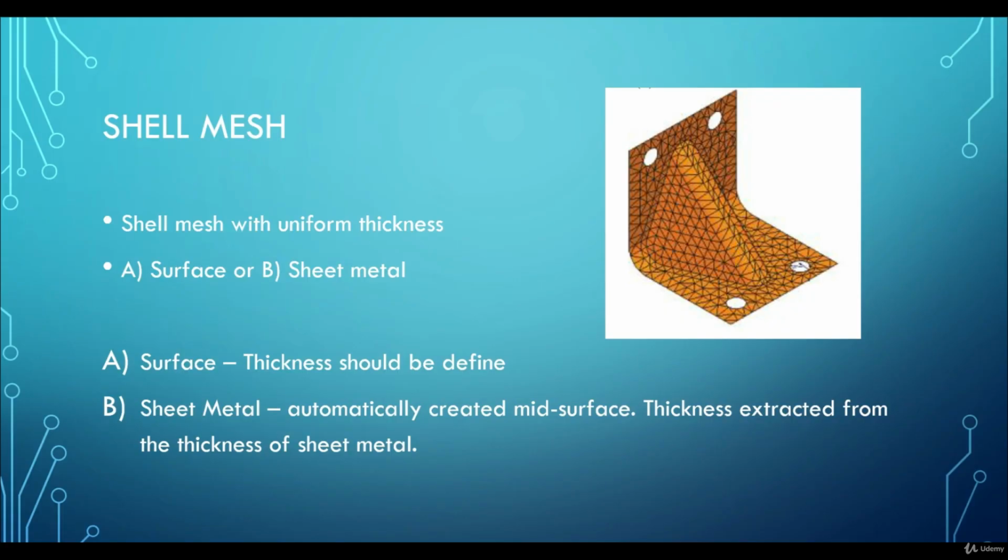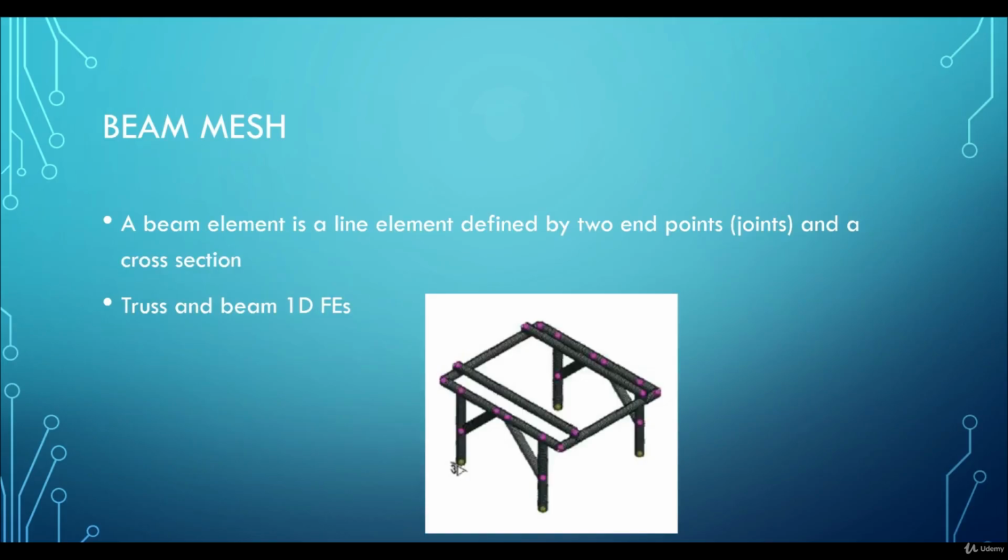In the next chapter, we're going to look at a shell mesh on the surface and on the sheet metal, and we're going to get more into detail. The third option that we have is a beam mesh. We get a beam mesh when we use a beam element, which is a 1D element. This is a line element defined by two endpoints and a cross section, and those endpoints are joints. Those elements can be truss and beam 1D finite elements.